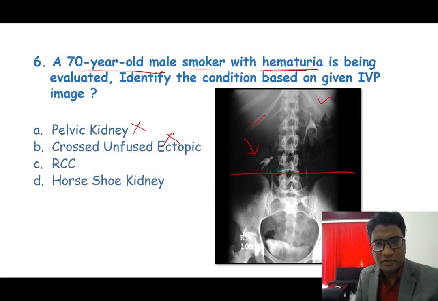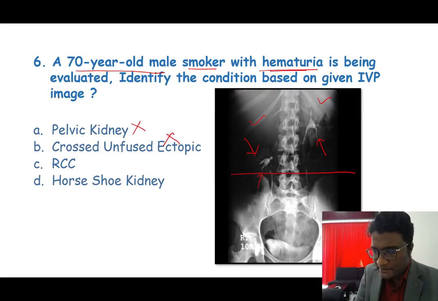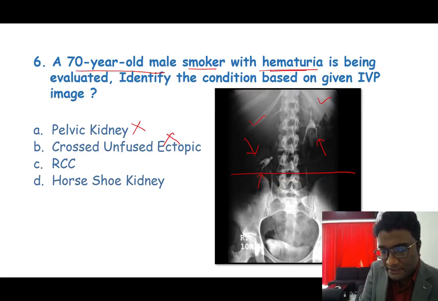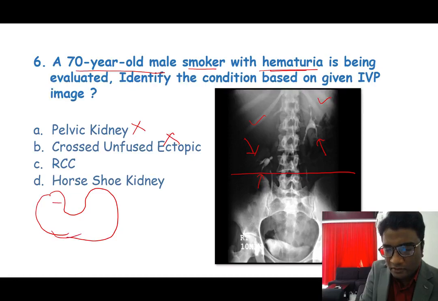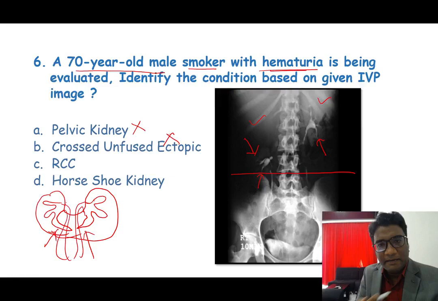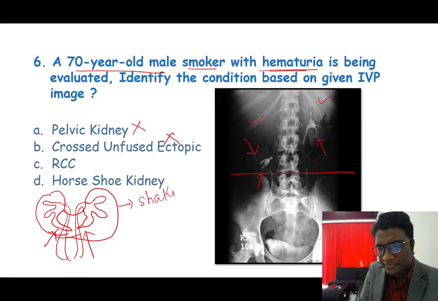RCC or horseshoe kidney. In horseshoe kidney, how is the inferior calyx? They are medially oriented. When you have a horseshoe kidney and look at the pelvic calcial system, the inferior calyx will be more medially oriented like this. This medially oriented inferior calyx in horseshoe kidney is called the shaking hand sign.